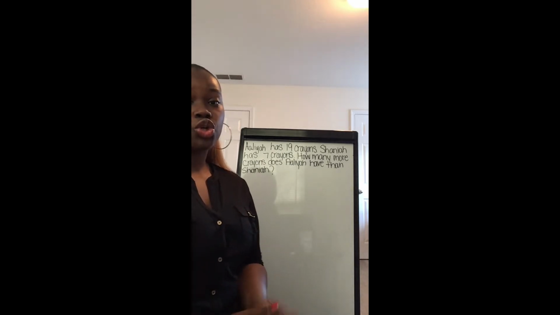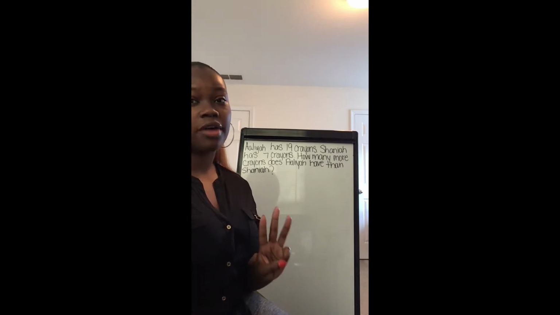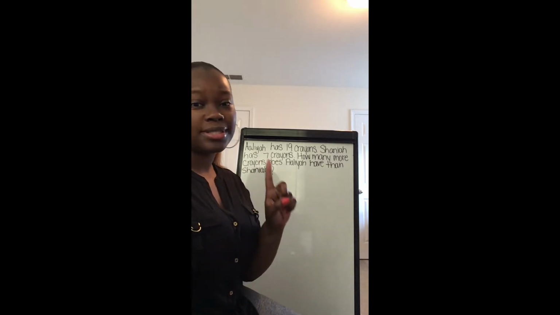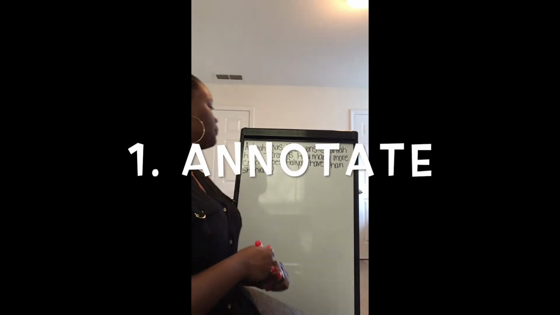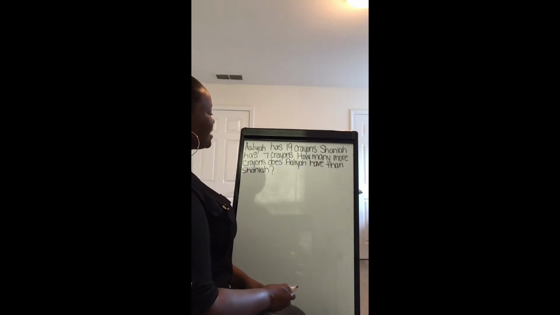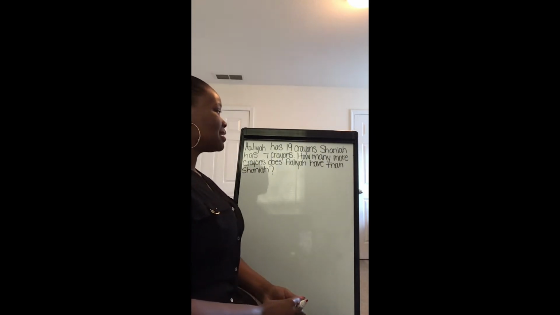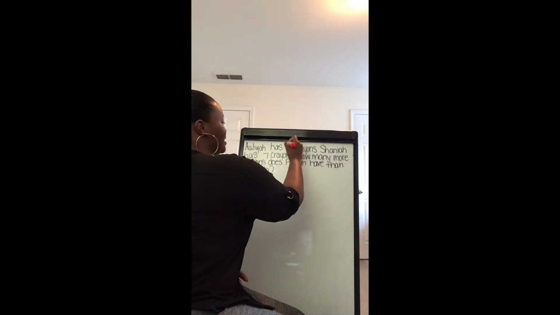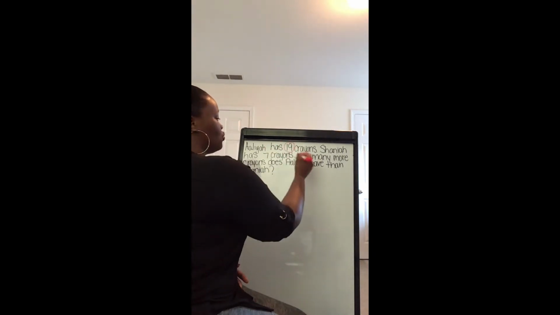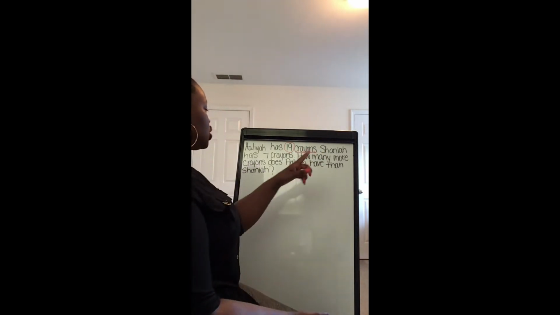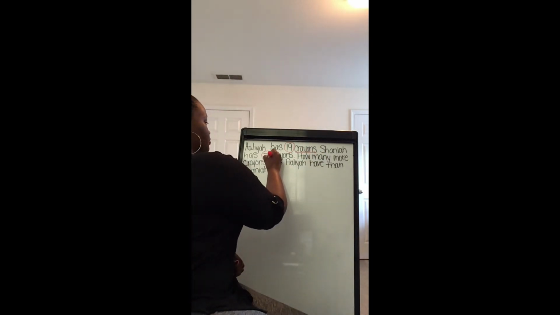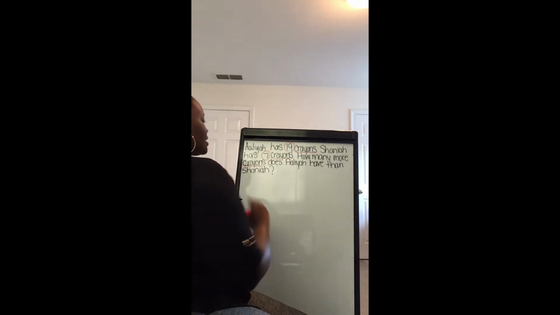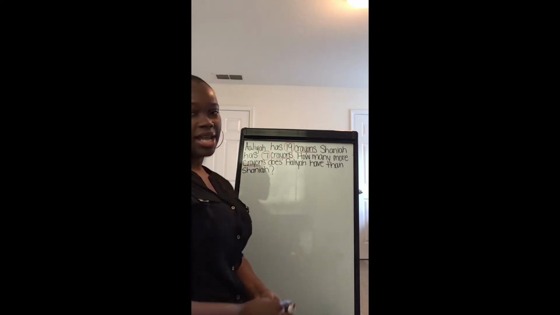Of course, I'm going to show you 3 different strategies to use to solve this problem. But before we solve the problem, we must do the first step, which is annotate the problem. Aaliyah has 19 crayons. When I annotate, I circle the number and underline the unit. So she has 19, that's the first number, and the unit is crayons. Shania has 7 crayons. How many more crayons does Aaliyah have than Shania?